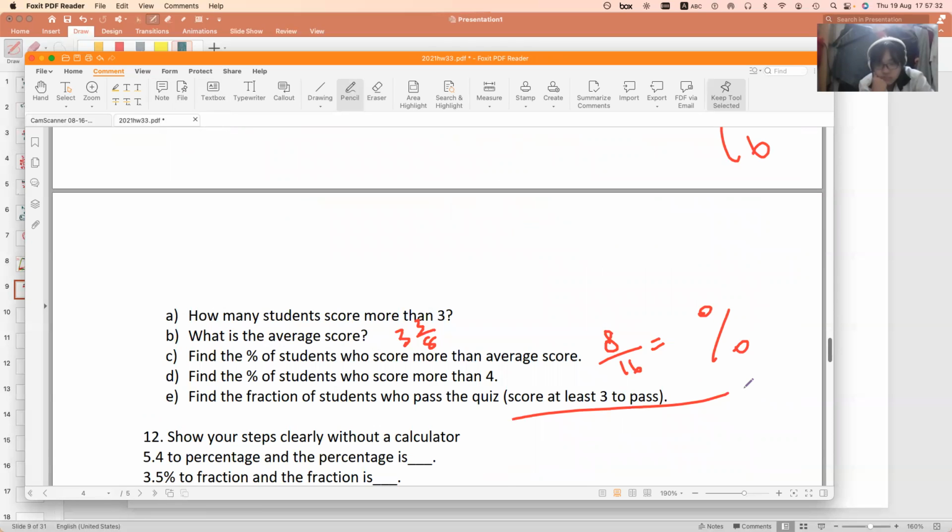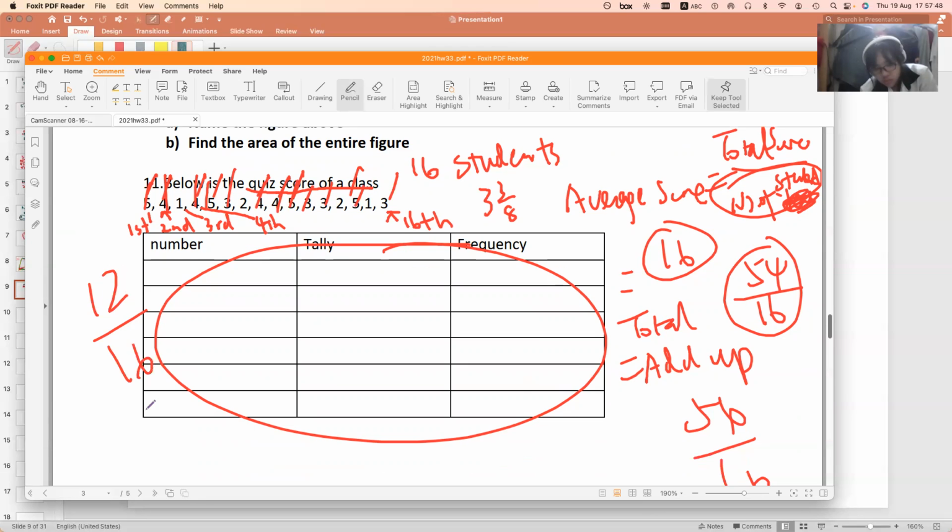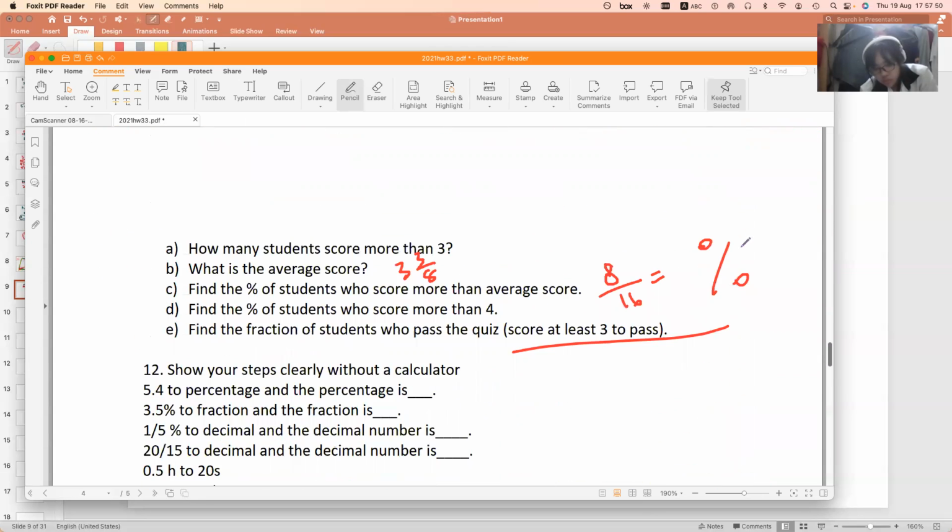Score at least 3 to pass. So you count the numbers of more than 3 and equal to 3. 1, 2, 3, 4, 5, 6, 7, 8, 9, 10, 11, 12. 12 of 16. So is 12 over 16 the answer?